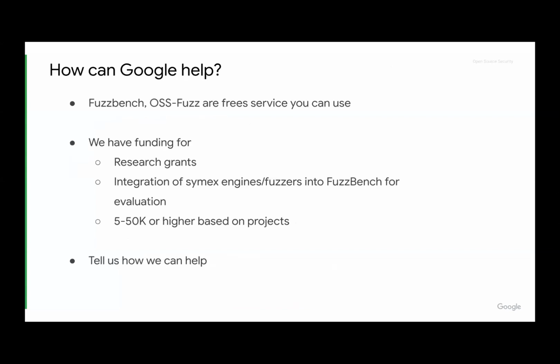So to conclude, I just want to say that at Google, we would really like to help the fuzzing and symbolic execution community. We started with OSS-Fuzz and FuzzBench, and those services are available for you to use for free. We also have funding for research and for developers who would like to integrate their techniques into FuzzBench. More importantly, we'd love to hear what else we can do to help, so please don't hesitate to reach out and bug me.